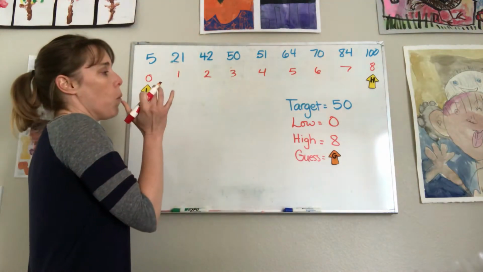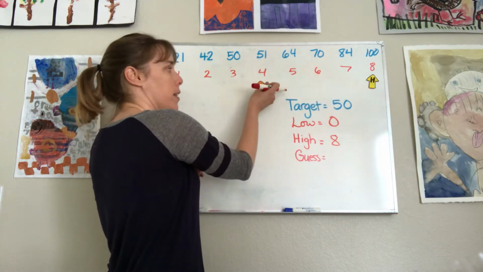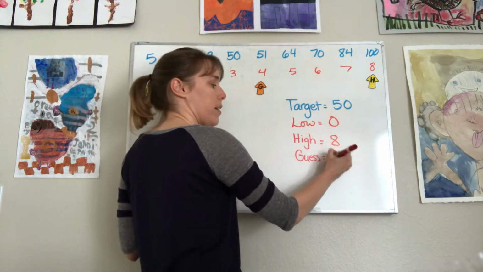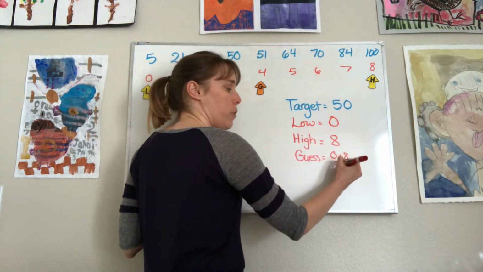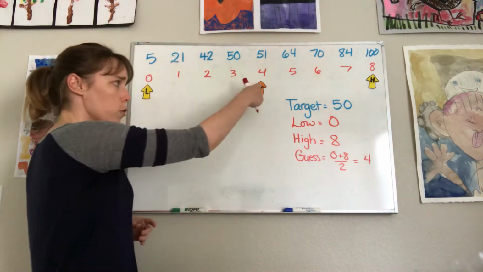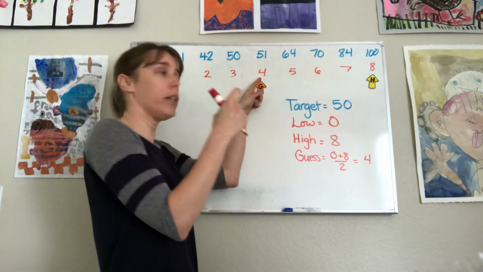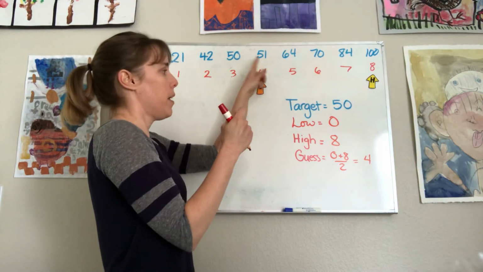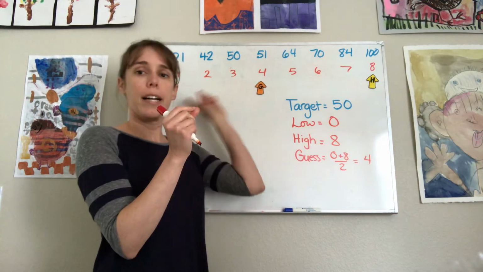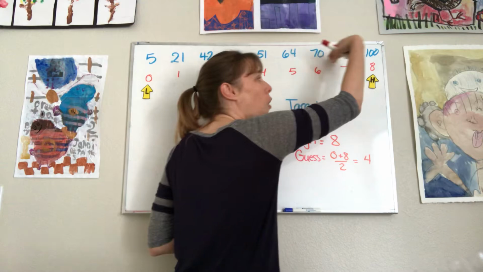So we check the number that's in the middle. You find the middle by taking the average of the two. So if I take 0 plus 8 and divide by 2, that's going to tell me that I should look at the index 4. So we look at 4, and the value at position 4 is 51. Now that's too high. Because this list is in order, that means we can cross out all of these numbers.